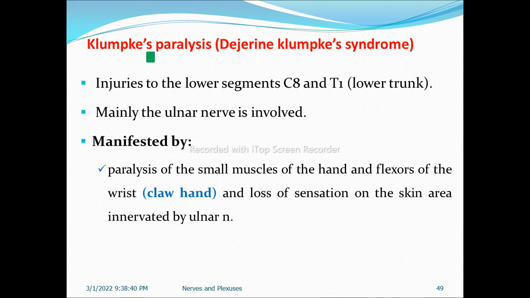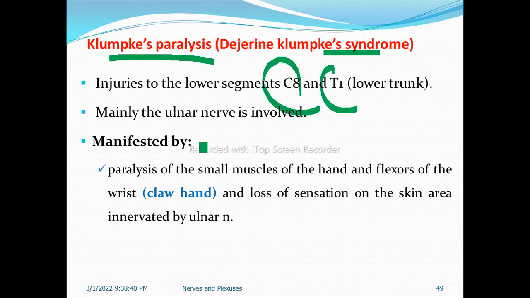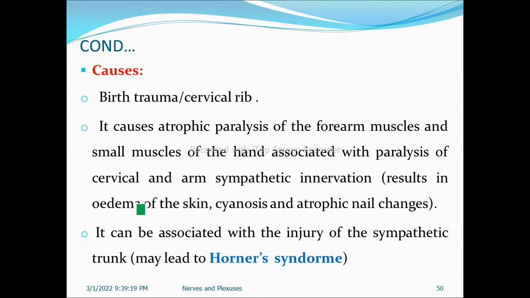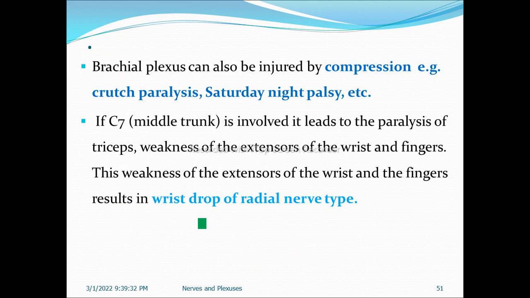And Klumpke's paralysis, or Dejerine-Klumpke syndrome, is due to injury of C8 and T1, or the lower trunk. This is manifested as claw hand, a shape like a claw. And the other is causes. These are the causes. You can read them.